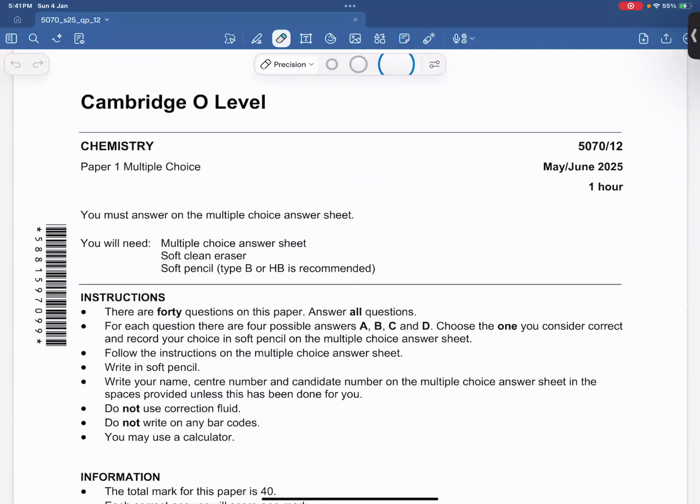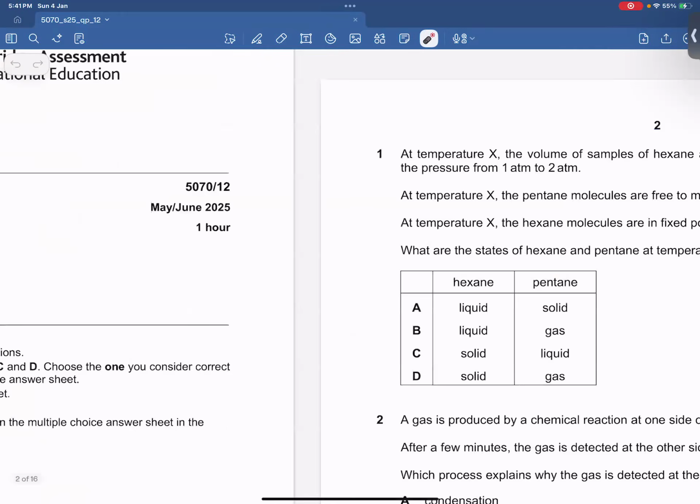Welcome back again. Let's start. O-Level Chemistry, Paper 1, Multiple Choice Questions of May/June 2025, Variant 12. Let's see what we have in this paper.